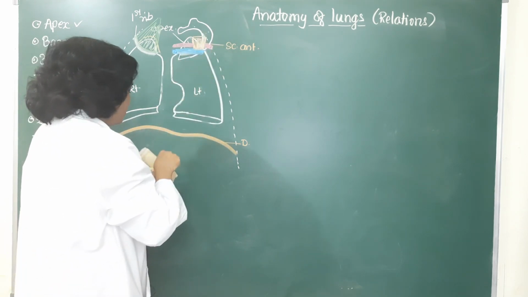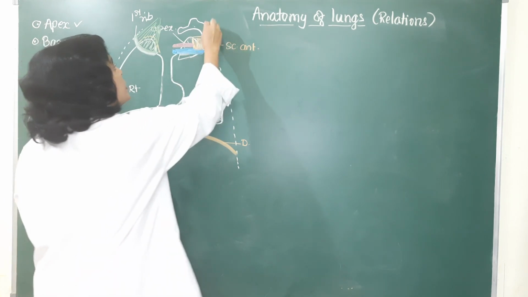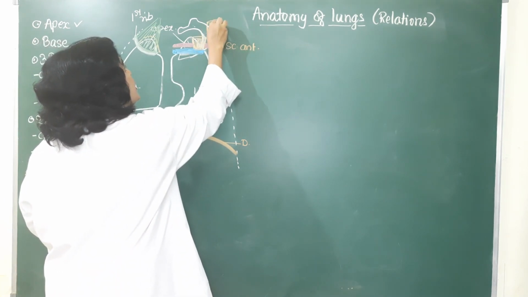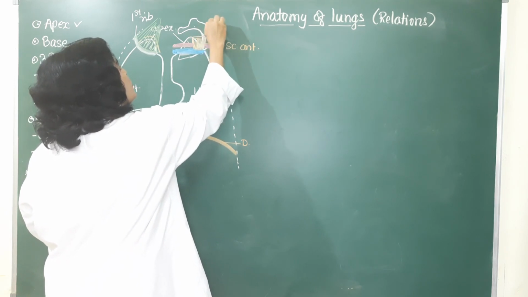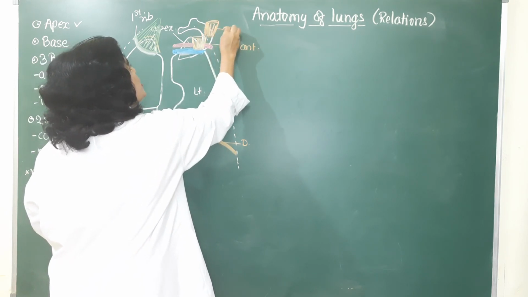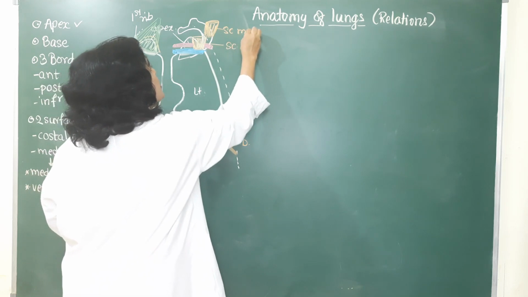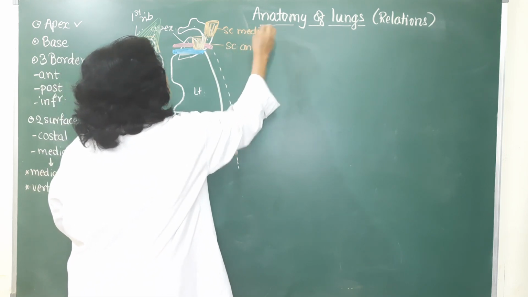Lateral relation of this apex of the lung, it will be related to this muscle attached to the rough area on the first rib, and this muscle is scalenus medius muscle.